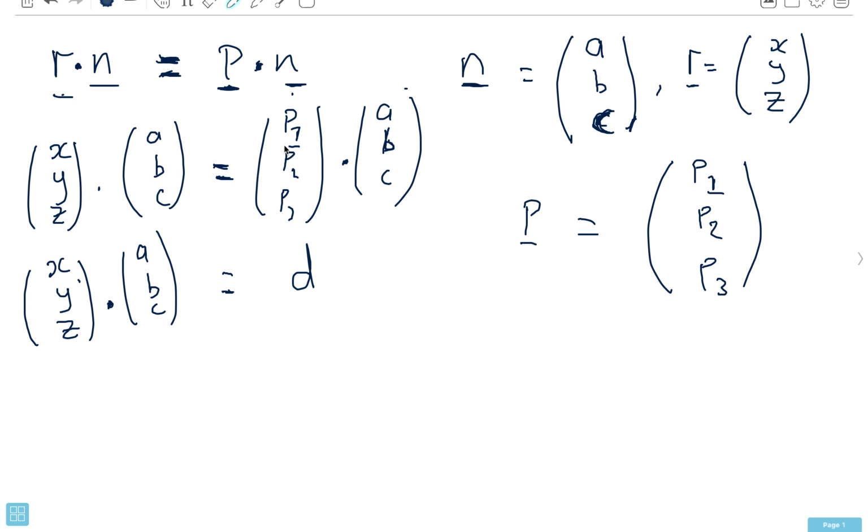We figured out P1, P2, P3. We've done the dot product. We know that P is on the plane. Now we want to see if R is on the plane, some point R. So we do the dot product. If R is on the plane, then (x, y, z) dot (a, b, c) will equal d.